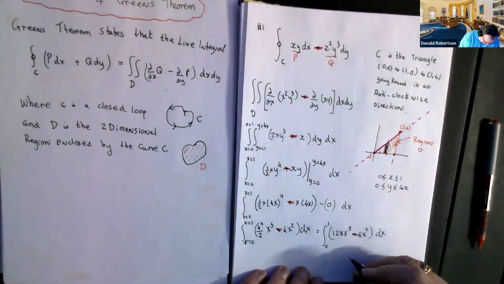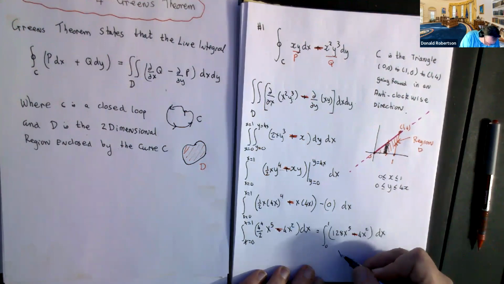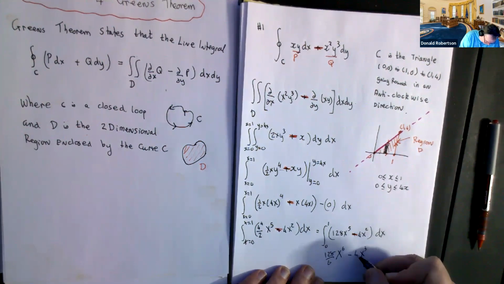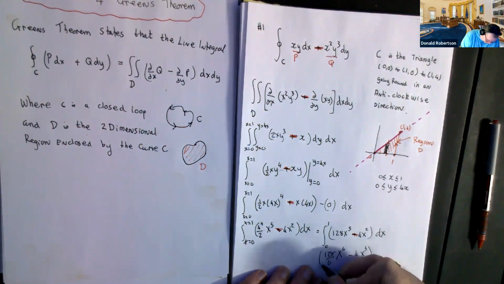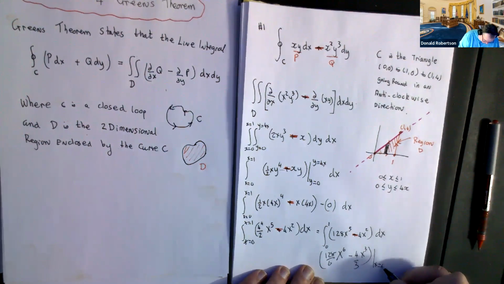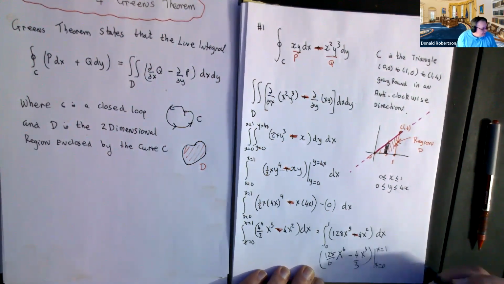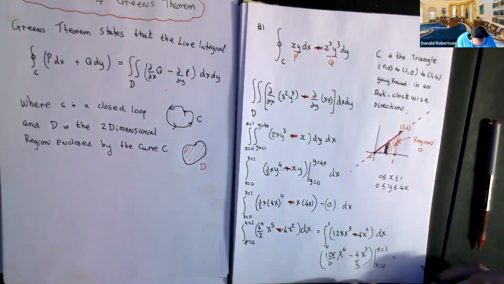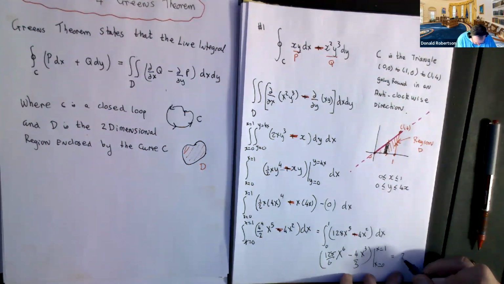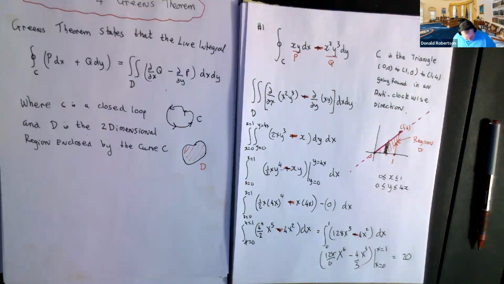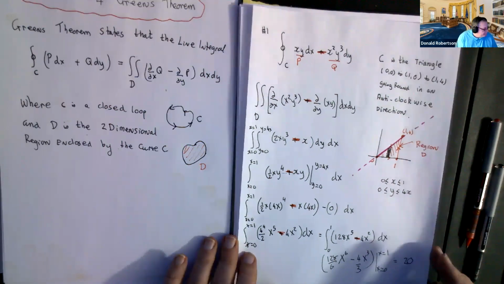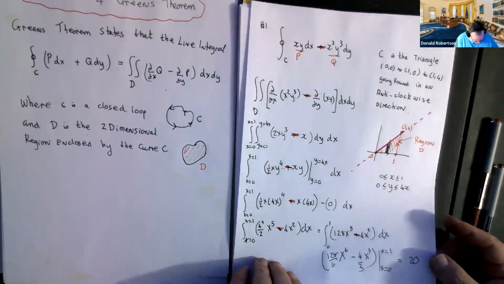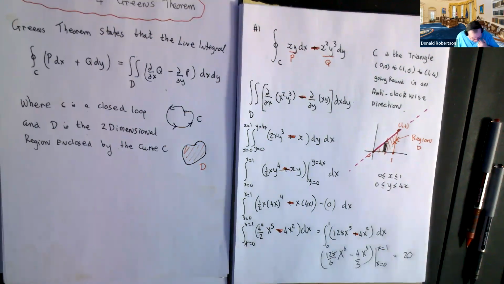If you integrate this and then divide by the new power, you'll get x to the 6 over 6. You'll get x cubed over 3. You can then evaluate it from 0 to 1. And evidently, as strange as it may seem, you get the answer 20. Go figure. That's what it says here at least. So that's basically the process.